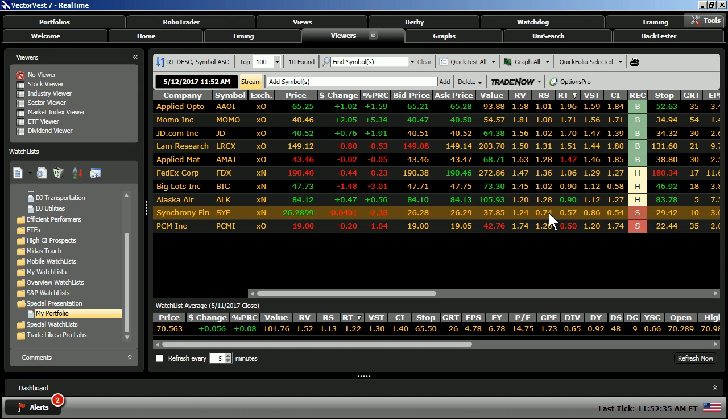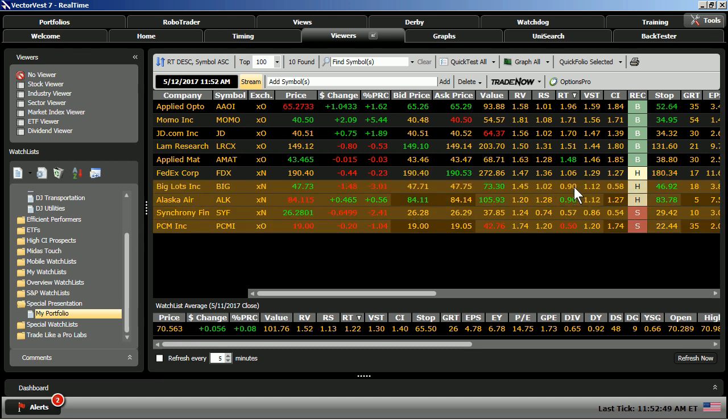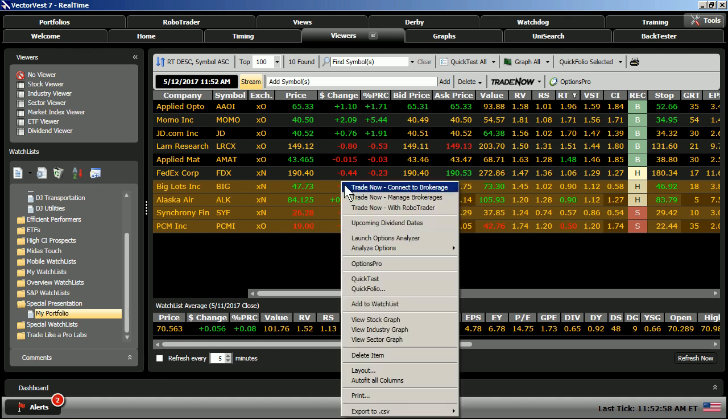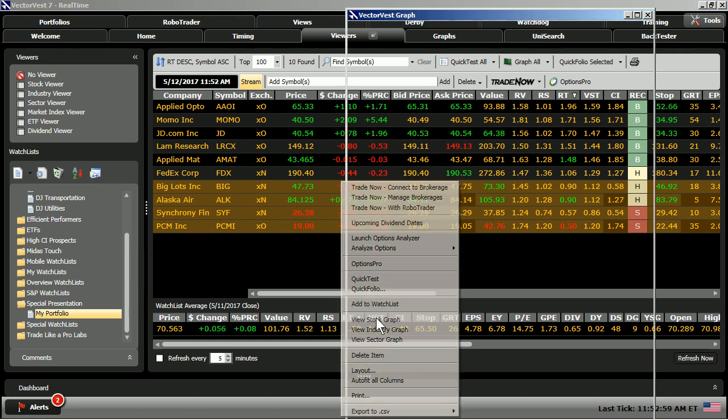So you really want to start working from the bottom of the list and weed the garden, so to speak. Get rid of the losers, get rid of the stocks that may be weighing your portfolio down. So let me highlight the bottom 4 stocks there with an RT less than 1. Notice 2 of them, Synchrony and PCM, have sell ratings as well. So I'm going to right click on them and I'm going to view the stock graph.